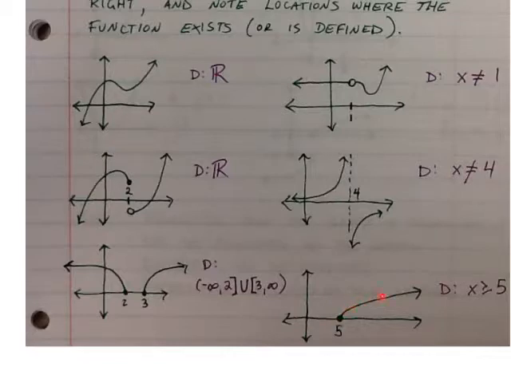And here's a function. This is a square root function that's been shifted right 5 units, and as you can see, there's nothing over on the left hand side, but there is stuff on the right hand side starting at 5 and going on forever. So we say the domain is x is greater than or equal to 5.